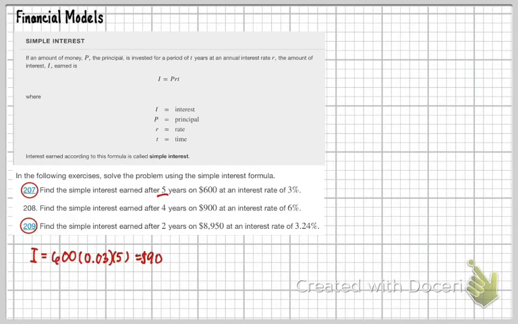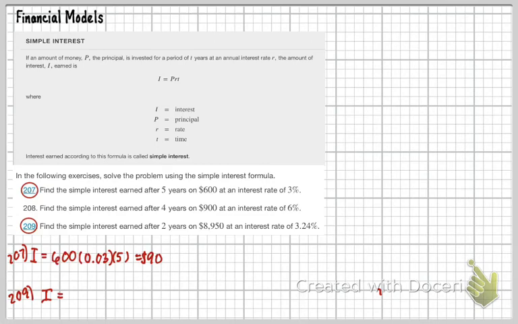So now let's take a look at number 209. And I should have labeled this. This was 207 here. So 209 next. Okay, this says find the simple interest earned after 2 years on $8,950 at an interest rate of 3.24%. So again, we're finding interest here. So my I is my interest, that's what we're finding.